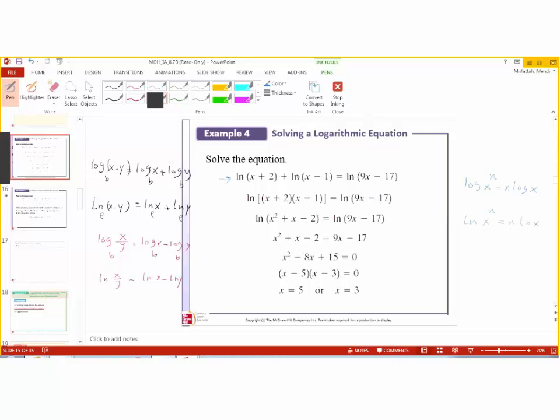In this case, as we see, the steps would be the same. To combine these two, because we have natural log of x plus natural log of y, we can combine them into x times y. And then once you combine them, if log of x is equal to log of y, they have the same base, so we conclude that x is equal to y. Same as here, natural log of x is equal to natural log of y, then we can conclude that x is equal to y.